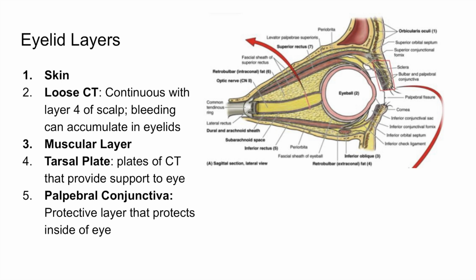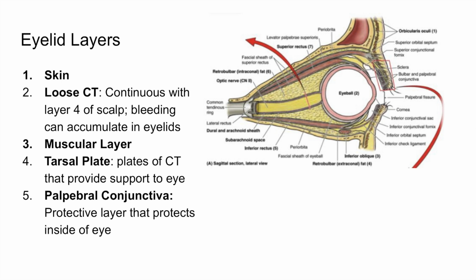Finally, the deepest layer is the palpebral conjunctiva, which is a mucous membrane that lines the inner surface of the eyelid and reflects onto the eyeball as the bulbar conjunctiva. This layer is important for lubrication and protection of the eye surfaces. Inflammation here leads to conjunctivitis, which is extremely common clinically. It's just pink eye.